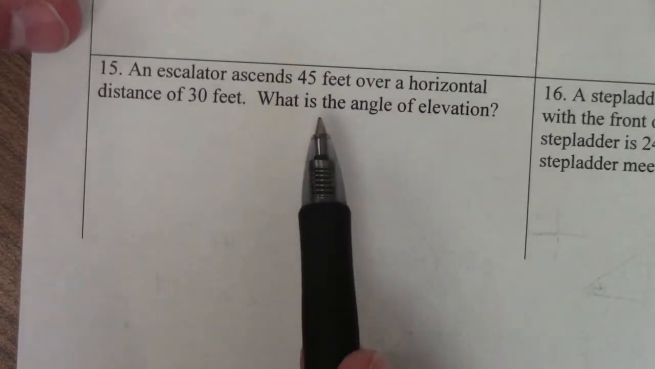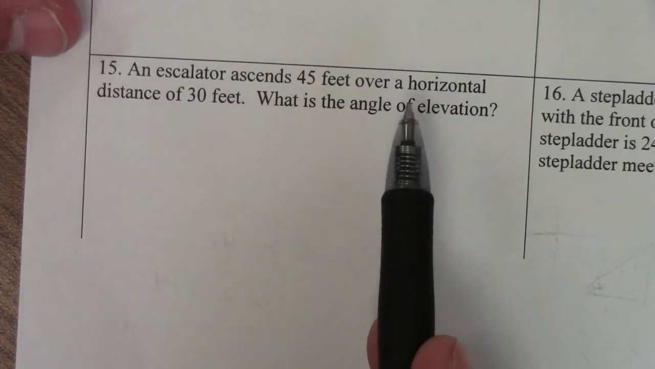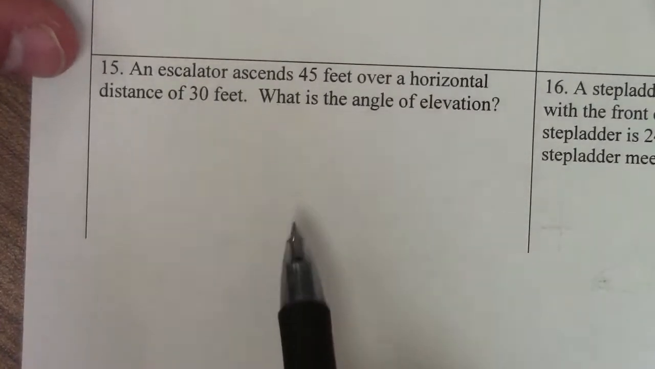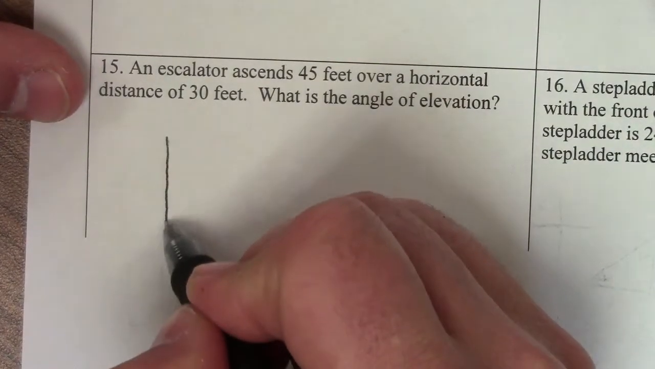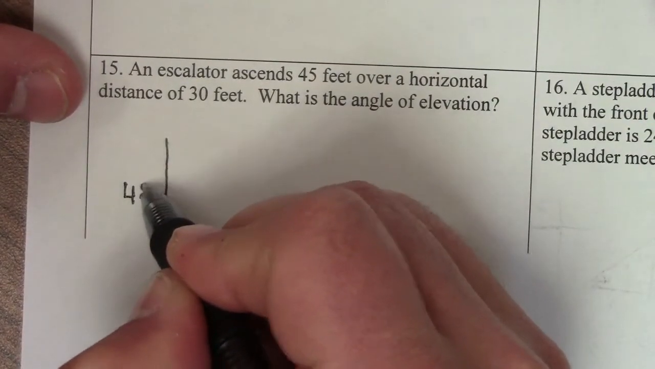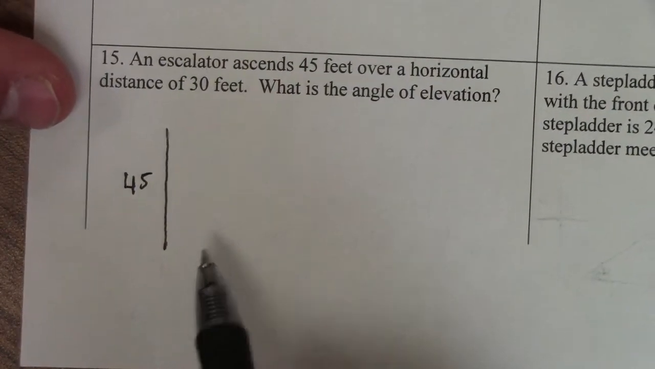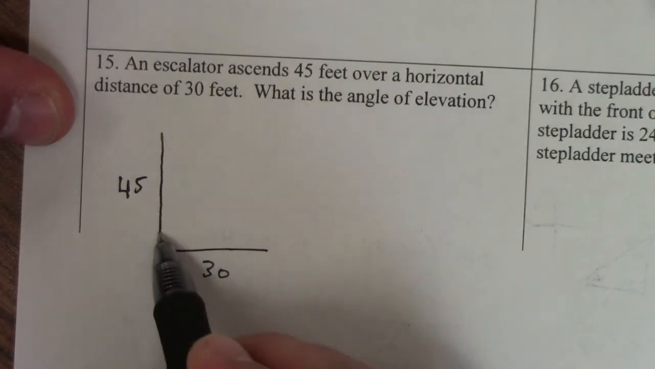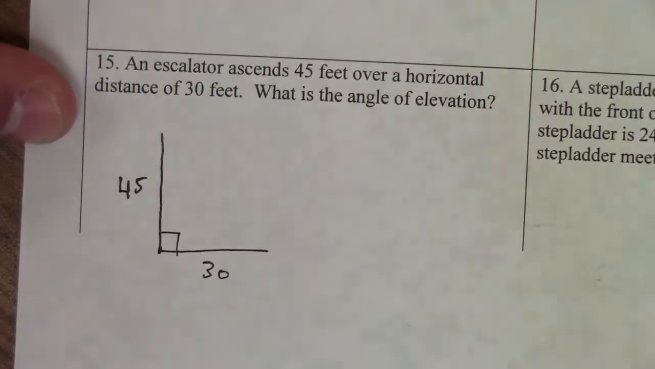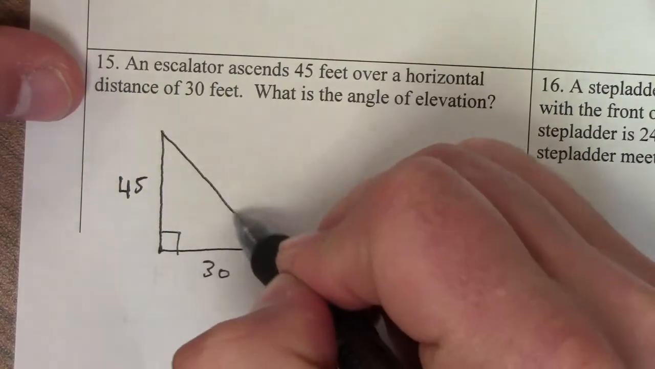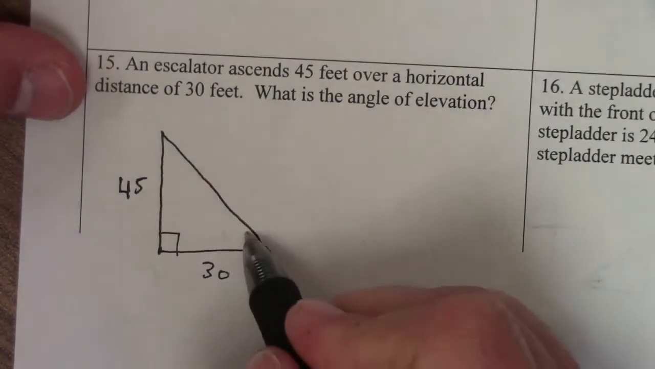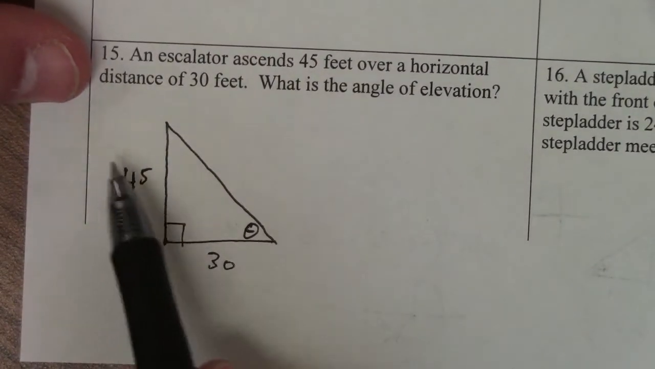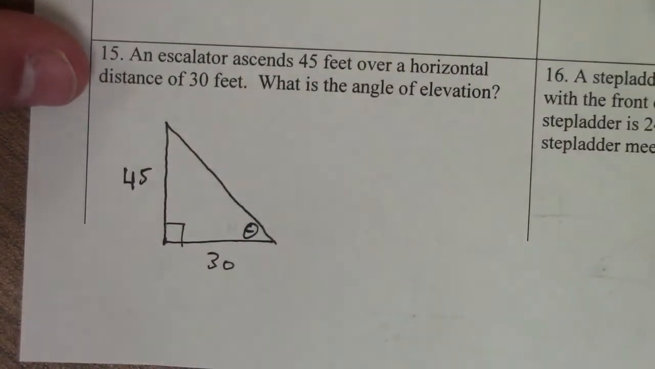Here, we're told an escalator ascends 45 feet over a horizontal distance of 30 feet. So ascends means go up. So it goes up 45 feet over a horizontal distance of 30 feet. And we're trying to figure out what's the angle of elevation. The angle of elevation is this angle right here. So we're trying to figure out what theta value would cause this triangle to exist.